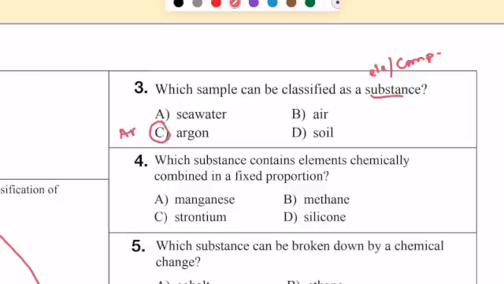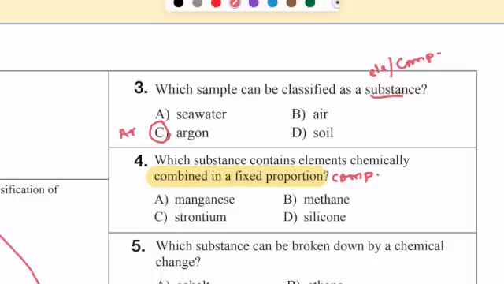Then we have: which substance contains elements chemically combined in a fixed proportion? Please make sure that you have memorized this. This concept should be at your fingertips. Whenever we have elements combined in a fixed proportion, this is referring to a compound. Mixtures do not have any fixed proportion. We can always change how much of one thing we want to add to the mixture.